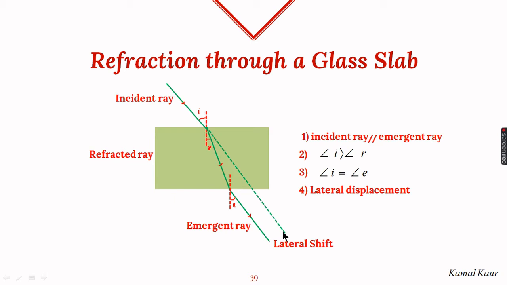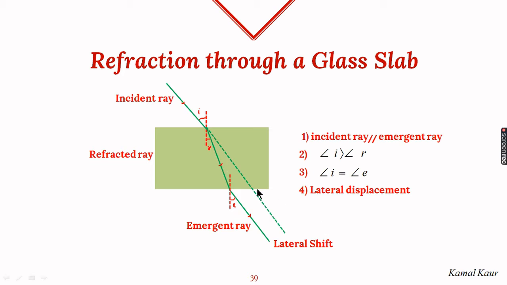From this experiment, we will make four very important observations. Now, our first observation is that the incident ray is parallel to the emergent ray. So we have extended this incident ray and this is our emergent ray. We can see these two are parallel to each other. The second observation is that the angle of incidence is greater than the angle of refraction. It is obvious because this ray has bent towards the normal, so the angle of refraction is smaller. Third very important observation: the angle of incidence and angle of emergence are equal. If these angles come out equal to each other, only then our experiment is correct.